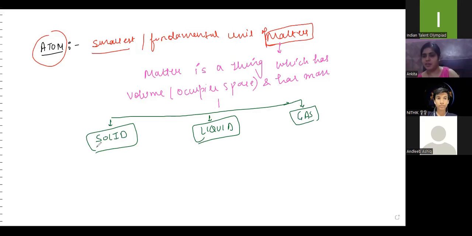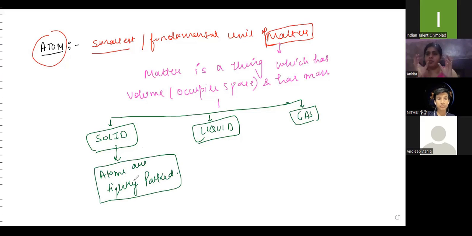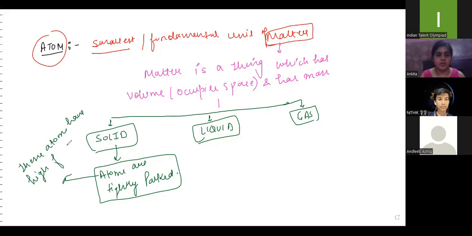So we are indirectly coming to the atom only. If I talk about solids, can you tell me examples of solids? Wood, cement, sand, and ice. So these are substances whose atoms are closely packed. When I see iron or steel, those things whose atoms are tightly packed are solids. What is the reason behind that? The reason is that the atoms have a high force of attraction.